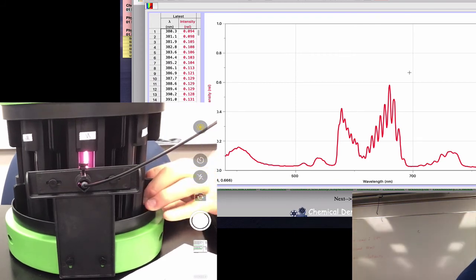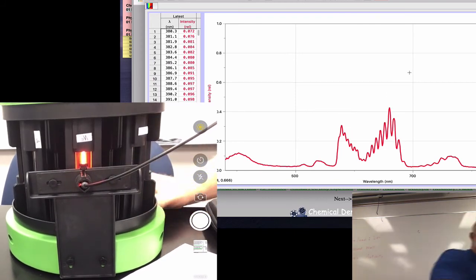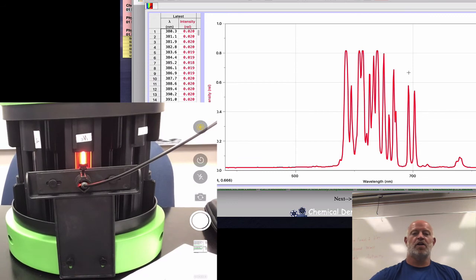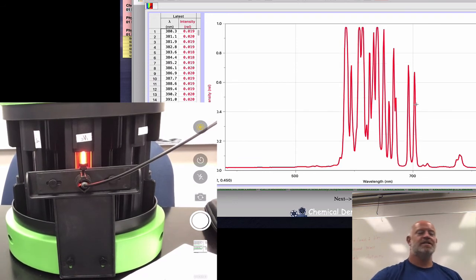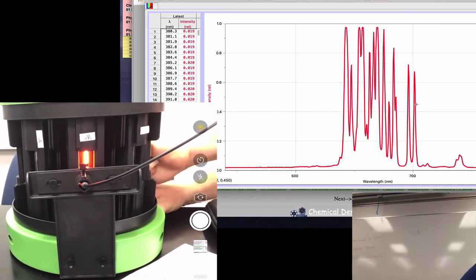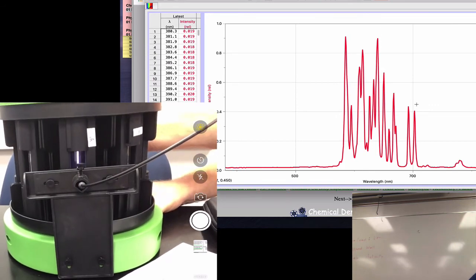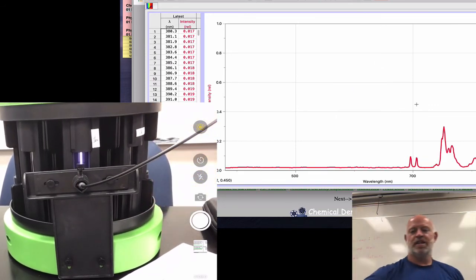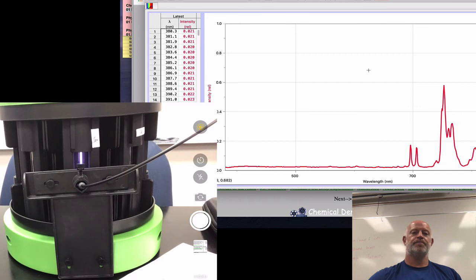We change it again to another element. This one's got all kinds more different lines, but this is a different signature. Change it to another one. And once again, we get a whole new signature. So each element has its own set of energy levels, which creates its own signature.